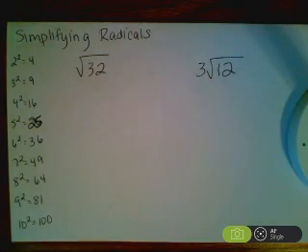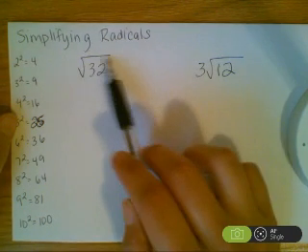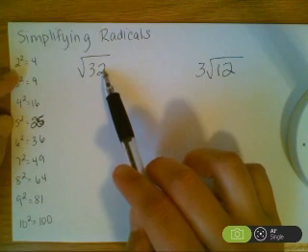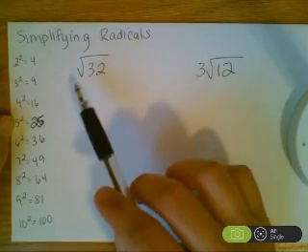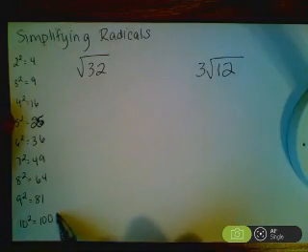Today we're going to talk about simplifying radicals. Remember that a radical is the value that's underneath the square root. The value underneath the square root is actually called the radicand, and the square root is called the radical. The first thing that you want to do is make sure you know what your first 10 perfect squares are.